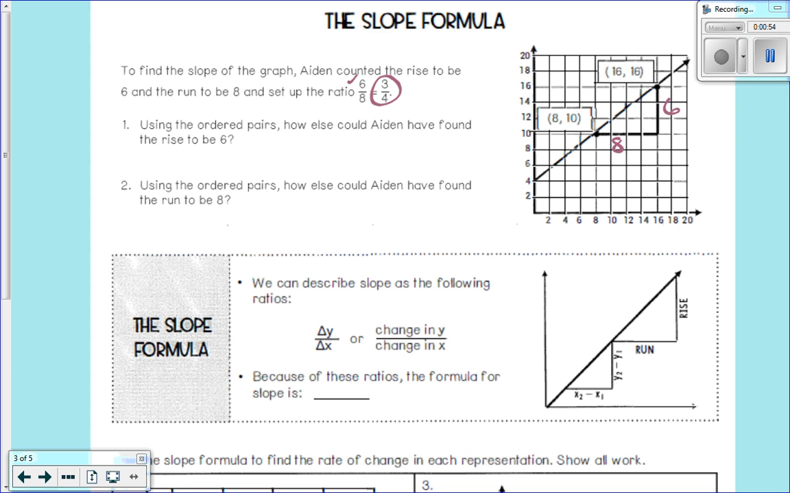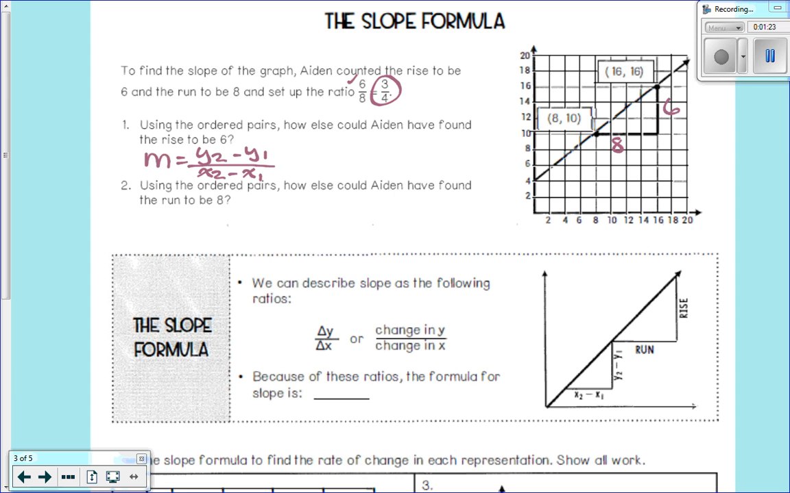Okay, so these two questions are asking, using those ordered pairs, (8, 10) and (16, 16), how else could Aiden have found the rise to be 6 and the run to be 8? What's the other method? What did we do on Friday? Correct, the formula, right? So let's go ahead and write that formula down so we have it. So we're going to substitute that in.